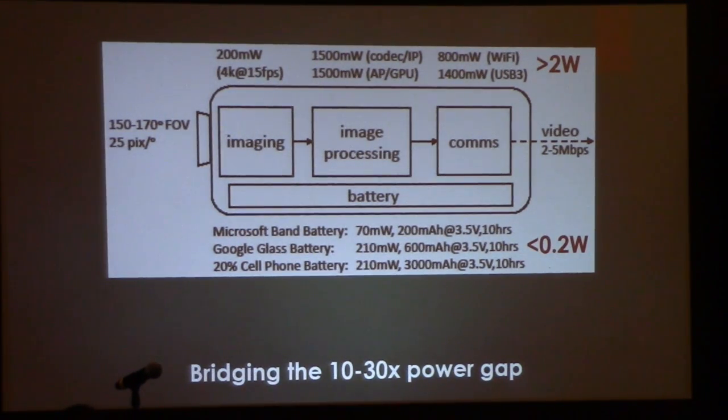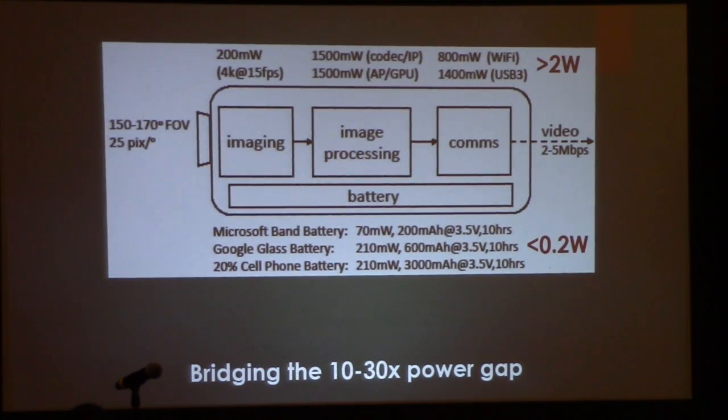You can see a block diagram showing the primary building blocks of a wireless camera system. It consists of an imager, an image processor that interfaces with the camera and also compresses the video, and a communication module. The power consumption of each block is given on top, and the power budget available on the wearable battery side is given at the bottom. Comparing these two numbers, we're talking about more than 2 watts of continuous power consumption in a wearable vision system, while what is supplied is less than 200 milliwatts. So we are talking about a 10 to 30x power gap between what is demanded and what is supplied.